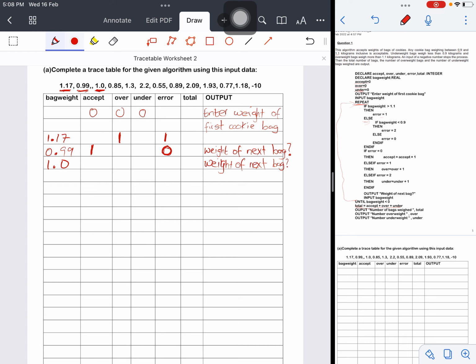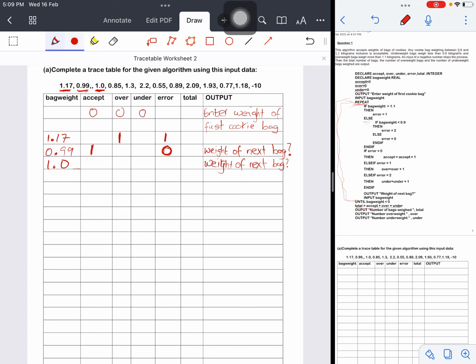Then it says until bag weight is less than zero. Bag weight is still not less than zero. So we go back up and repeat again. We keep repeating until we find a value that is less than zero. Okay. So if the bag weight is 1.01, is that bigger than 1.1? No, it's not. So error will not be equal to 1. If it's not greater than that, then it's not over. So we go down here and it says if bag weight is less than 0.9. This is not less than 0.9, so error cannot be equal to 2.